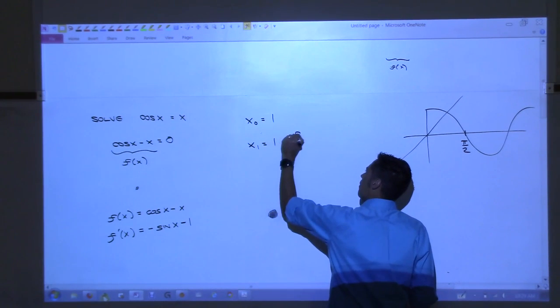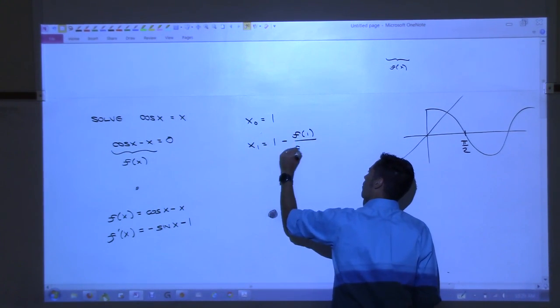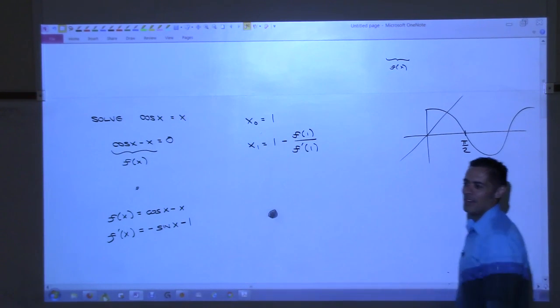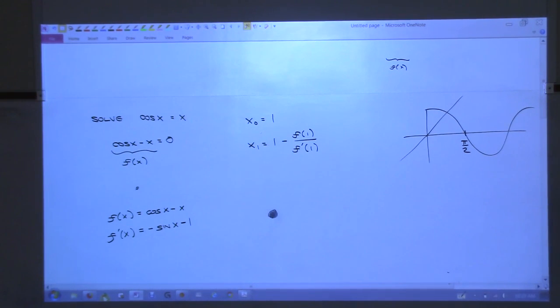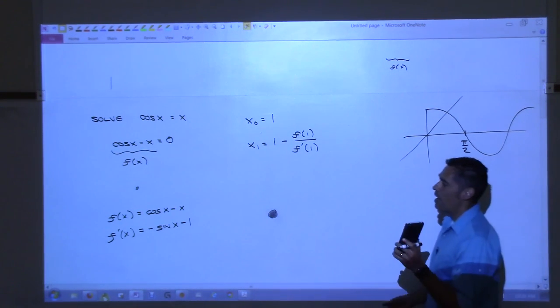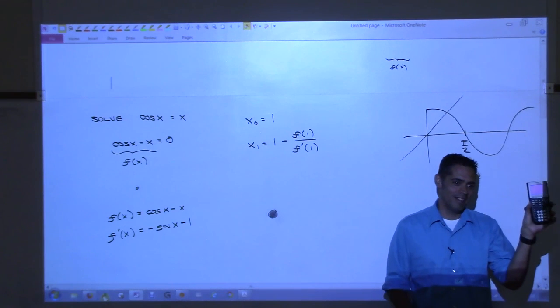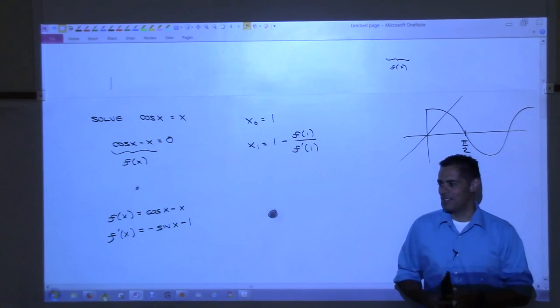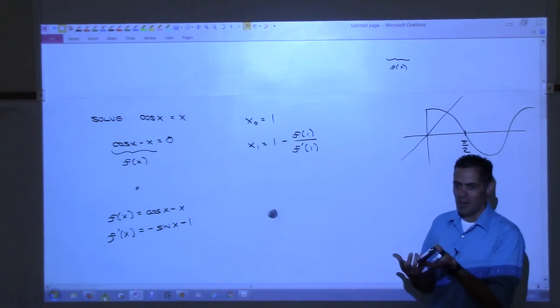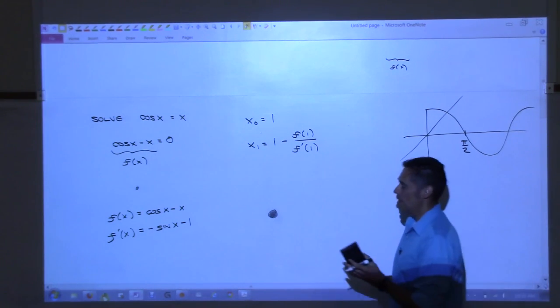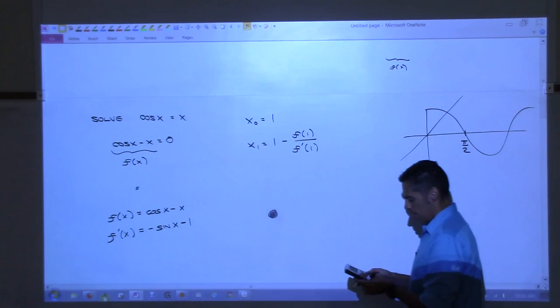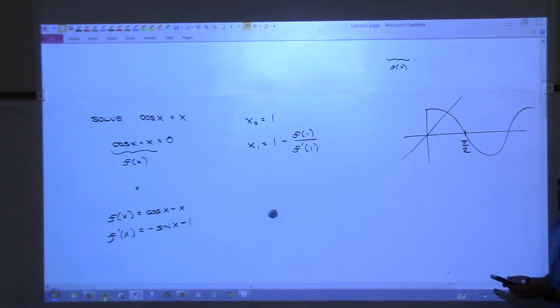1 minus f of 1 over f prime of 1. That's always the easiest one to do, right? Because they're all nice integers. From here on out, it's going to suck. Now, look, we're using our calculator to get cosine and sine, right? It's kind of cheating, because if we could do that, then we could probably solve this with a calculator anyway, right? But again, make sure you are in what mode? Radian mode on your calculator, yes.